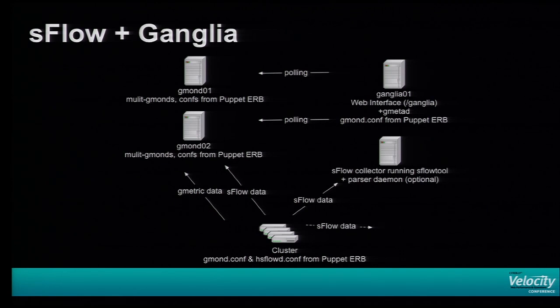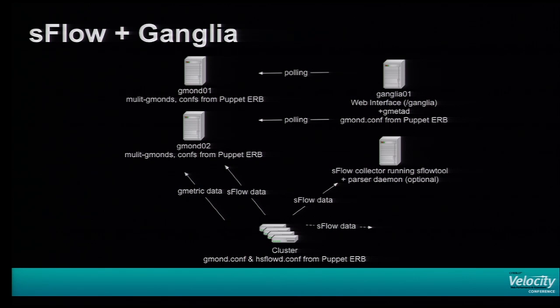And so this cluster is exporting data. It's sending gmetric data and sFlow data to gmond-do1 and gmond-do2. And the cool thing about all this, especially the way that we've set it up, is that we have a gmond.conf and an hsflowd.conf, and those are all generated out of Puppet ERBs. So there's actually no work when we're deploying a tier or growing a tier, it doesn't matter, all this data winds up in the same place.